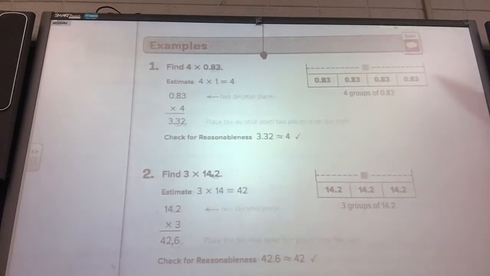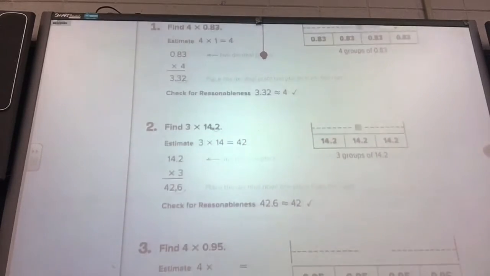And it shows us over here on the right, these groups, 3 groups of 14.2. I kind of find that a little bit confusing, even though it's supposed to be a visual for you. 4 groups of 0.83. It just shows it lined up on a number line type system instead of numerically. To me, it just seems a little confusing, but if you like that visual, it is there for you.